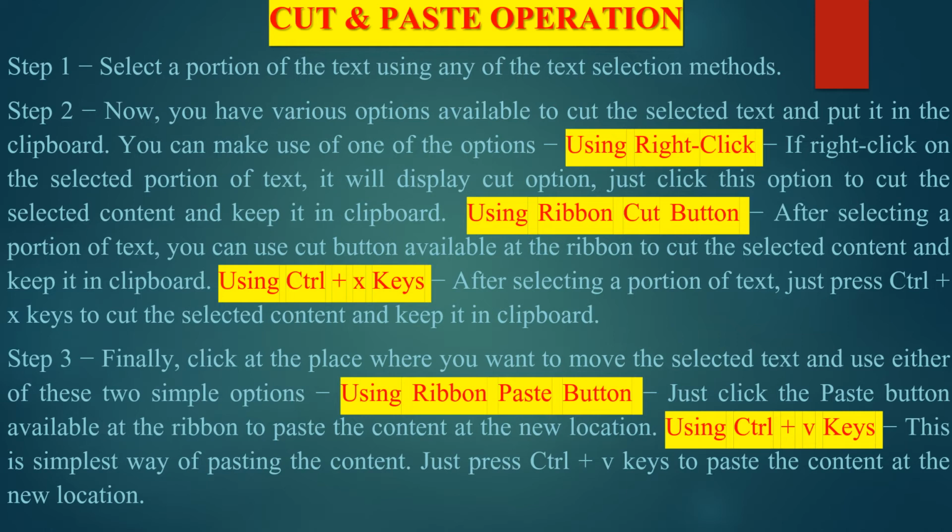Finally, click the place where you want to move the selected text and use either of these two simple options. Using the ribbon paste button, just click on the paste button available at the ribbon to paste the content at the new location. Ctrl plus V is the simplest way of pasting content. Just press Ctrl plus V keys to paste the content at the new location.